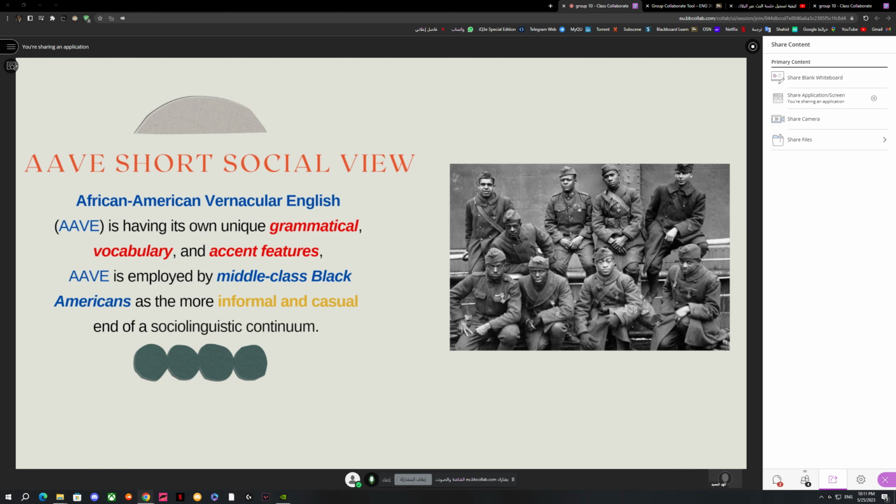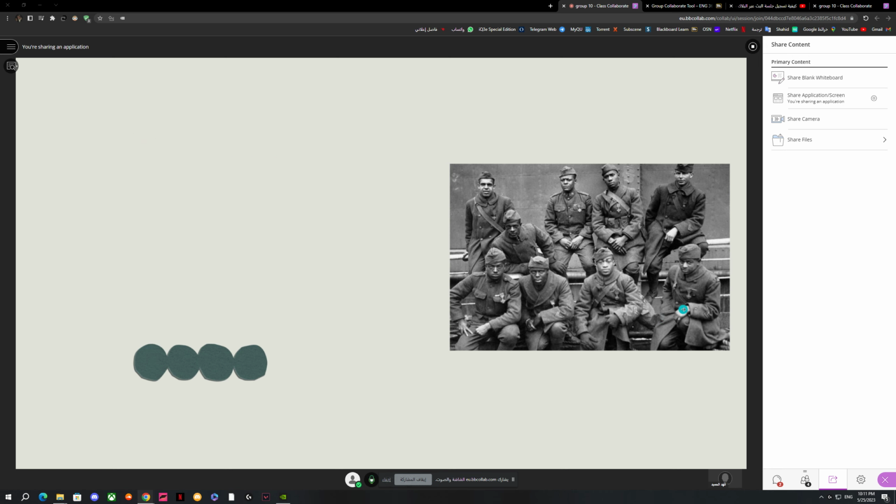African American Vernacular English has its own unique grammatical, vocabulary, and accent features. African American Vernacular English is employed by middle class Black Americans as the more informal and casual end of the social linguistic continuum.